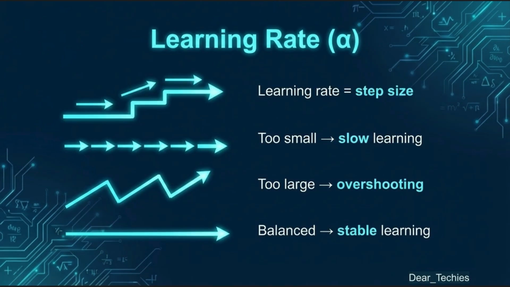The learning rate is one of the most important parts of gradient descent. It controls how big each update step should be. If the learning rate is too small, training becomes very slow. If it is too large, we may jump over the minimum and never learn properly. This is called overshooting. A good learning rate gives smooth and stable learning.